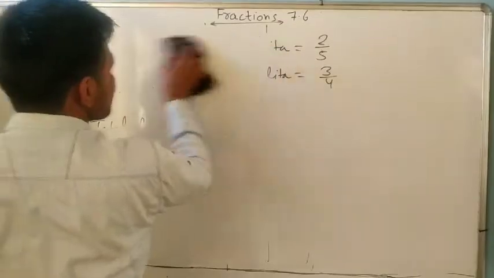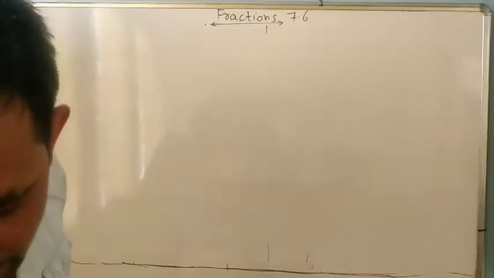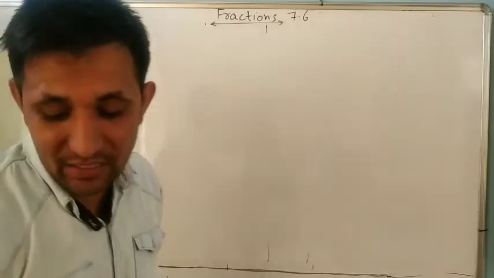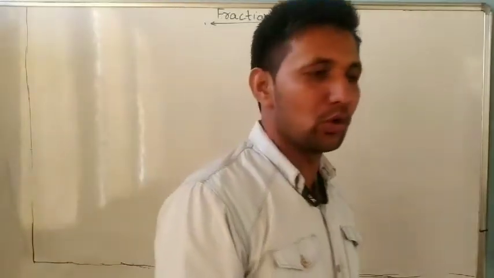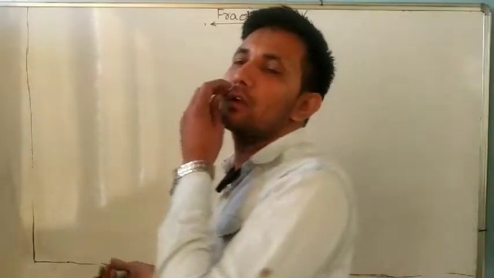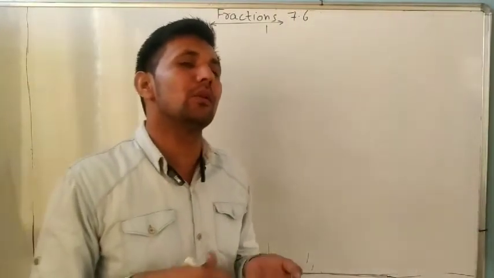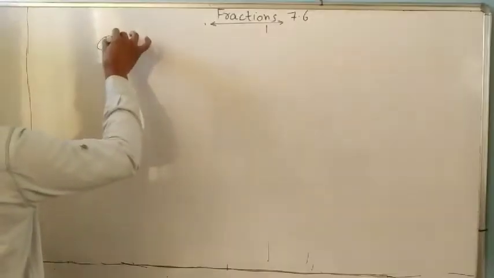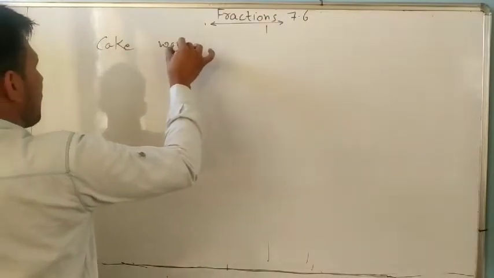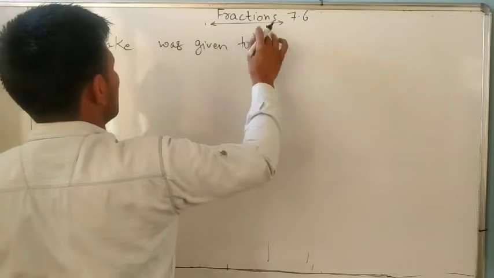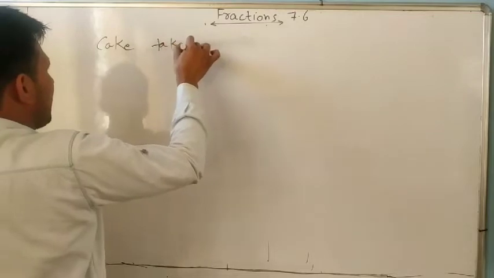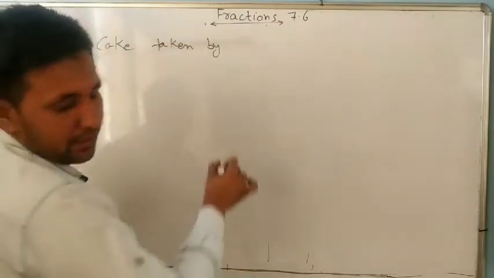Next is question number 3. Nana was given 1 and 1 by 2 piece of cake, and Najma was given 1 and 1 by 3 piece of cake. Find the total amount of cake given to both of them. So how much cake was given to both of them? We will solve by addition. So we will write: cake was given to, otherwise you can write cake taken by Najma.